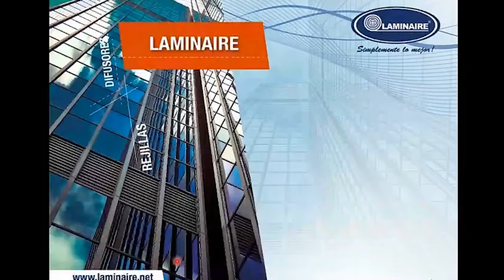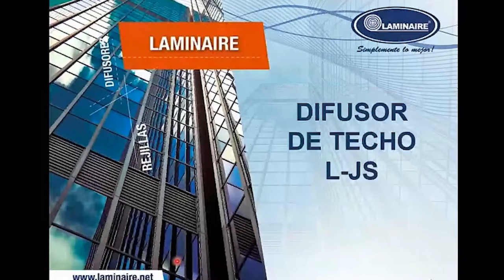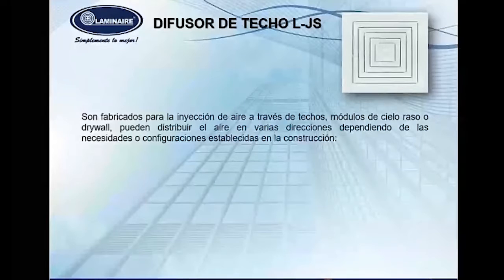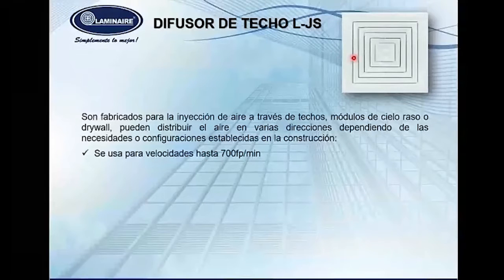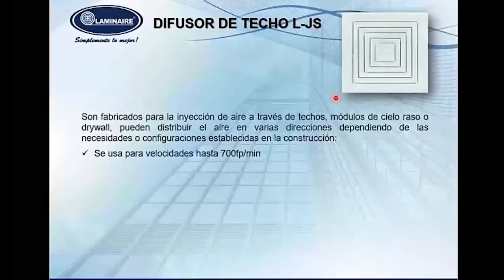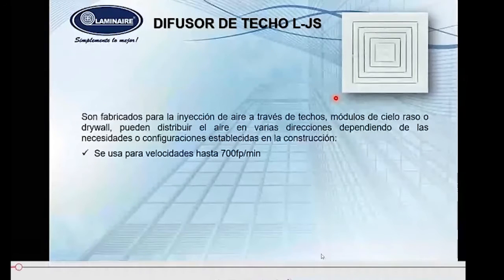This diffuser, the LGS, is manufactured to distribute the air in several directions depending on the necessities for the configuration established in the construction. There is a limitation for this type of diffuser, and that is that the air speed should be a maximum, as a recommendation, of 700 feet per minute, because over that the diffuser is going to be affected, or the noise level. There are some applications in which this speed is increased and the noise as well, so it's going to require a different diffuser.